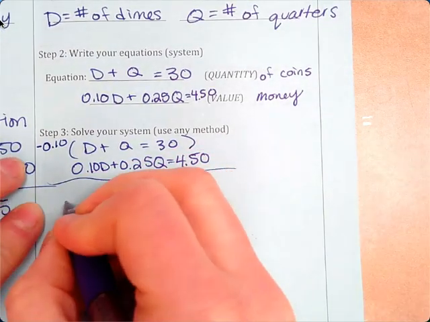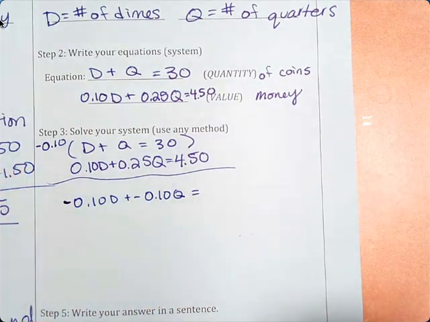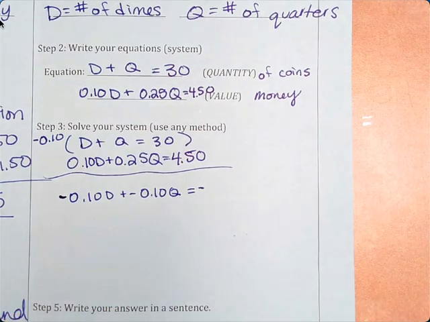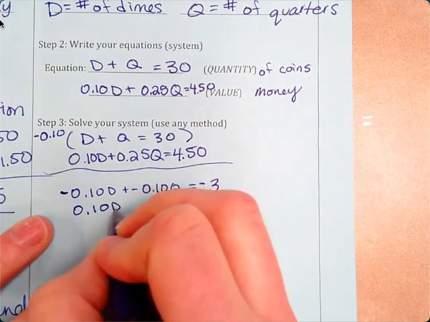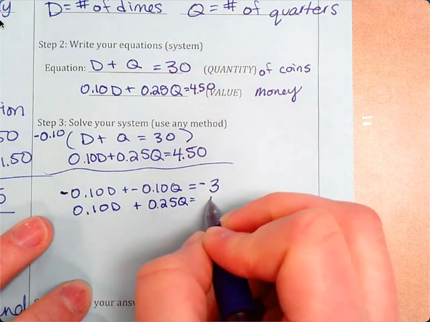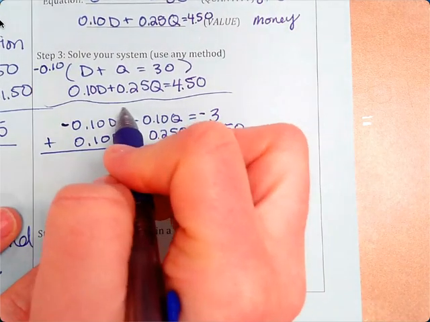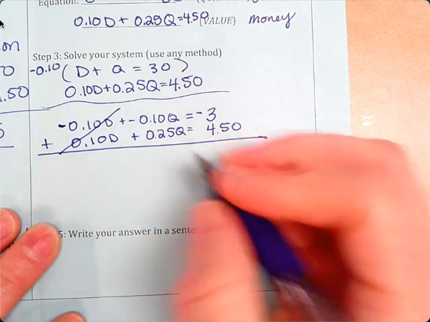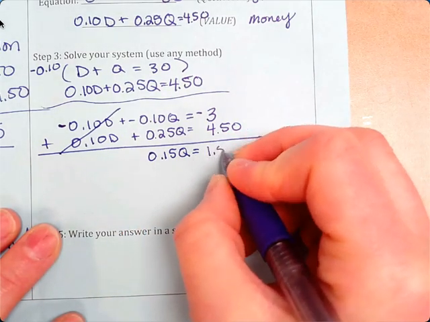So that'd be negative 10D plus negative 10Q equals, what's 30 times a negative 10 cents? 30 times negative 10. Negative 3. Okay. And then rewrite your other equation. So those would zero out. So negative 10 plus 25 would be 15Q. 15 cents Q equals $1.50.